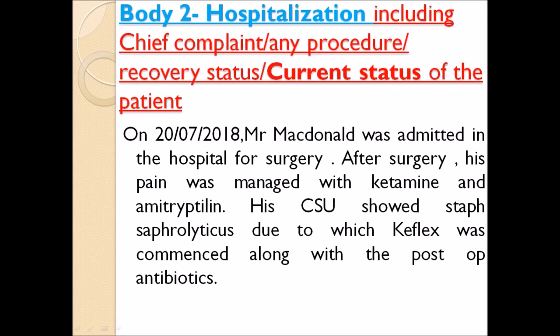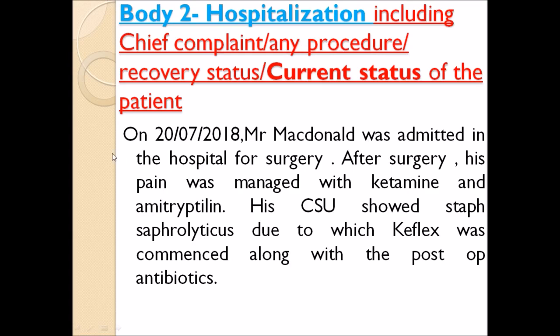Okay guys, after mentioning this history, we will move to the second paragraph of the body of the letter, which will include hospitalization, including the chief complaint of the patient, the complaint which brought the patient to the hospital, any procedure done in the hospital, the recovery status of the patient, and you can also mention in this paragraph the current status of the patient. But keep in mind, current status of the patient can be mentioned in this paragraph or in the next paragraph as well, depending upon the condition given in the case note.